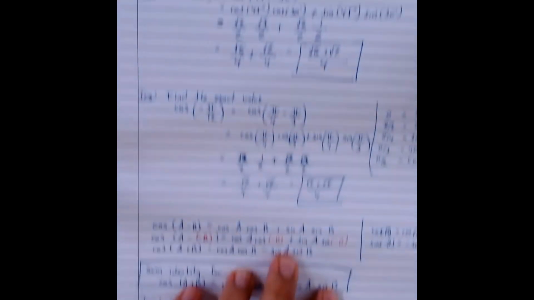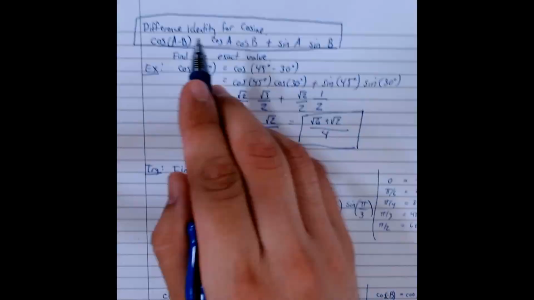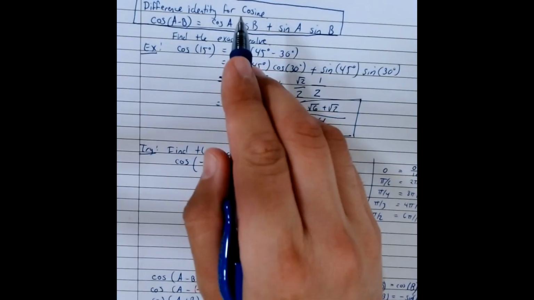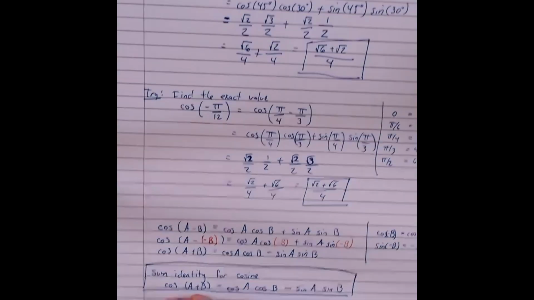Now, just like the sum identity for cosine was proven using the difference identity for cosine, once you have an identity, you can actually use that to build other ones. Once we have these two, we can use them to build the next set. Let's talk about the cofunction identities.